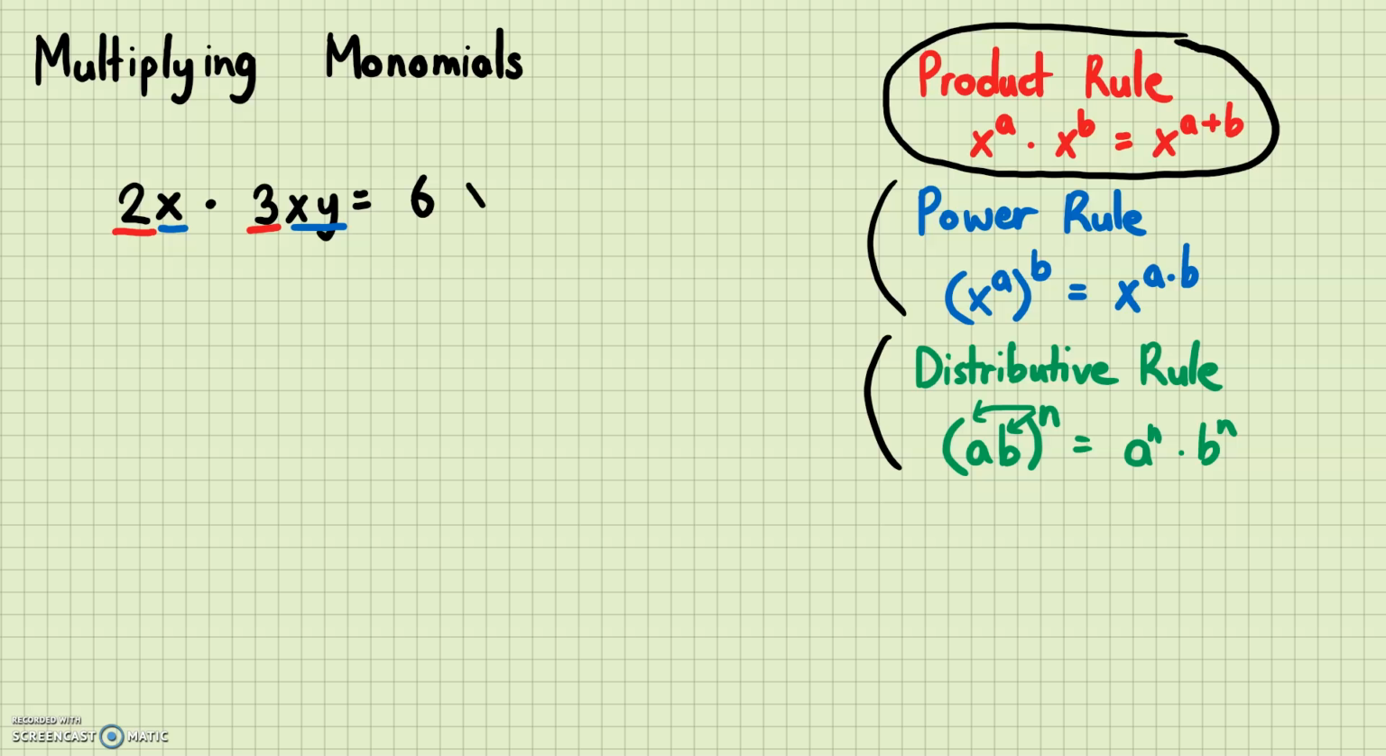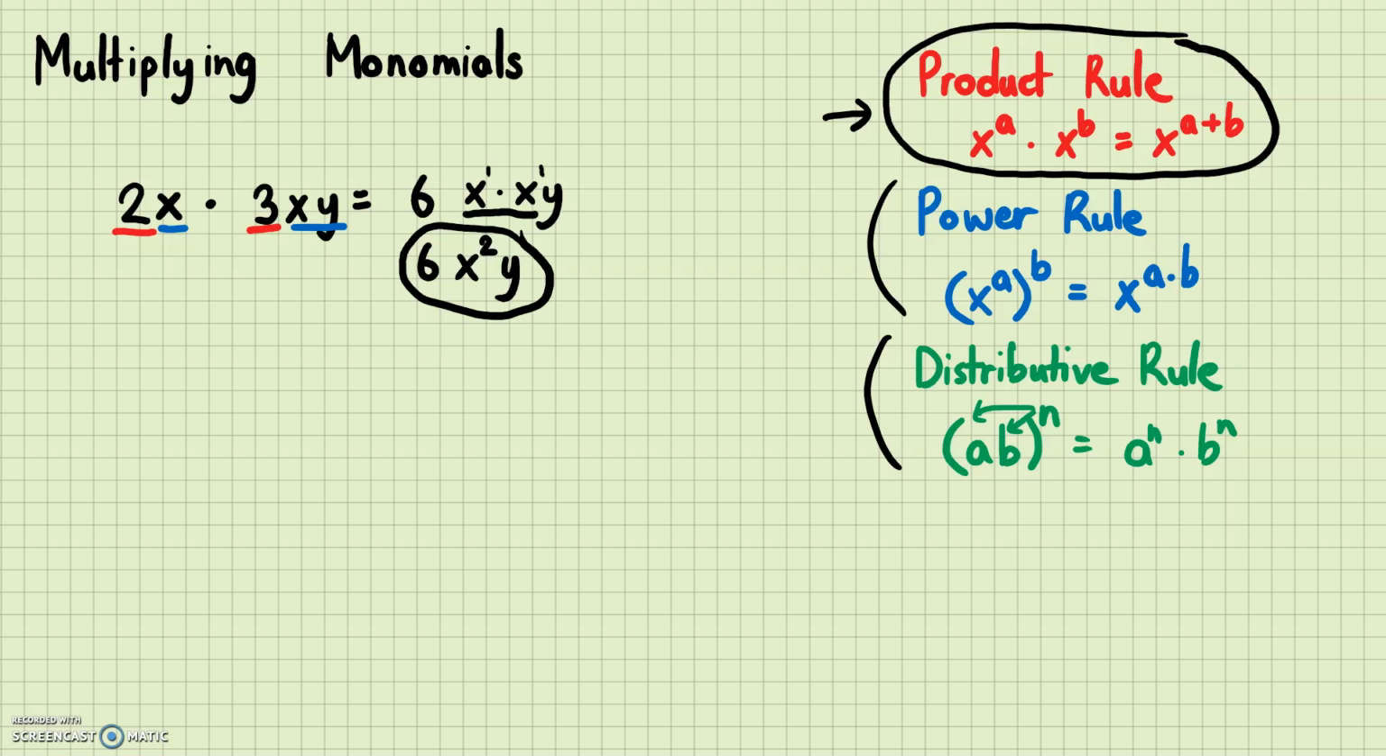Now, x times xy, we can't multiply x and y because they are different bases, but we can multiply x times x. And using the product rule here, both of these x's have a power of 1. If there's no exponent, it means they have a power of 1. And using the product rule, we can say that that is going to equal 6 times x to the 1 plus 1, which is 2, y. And that is, in fact, our answer for this question.